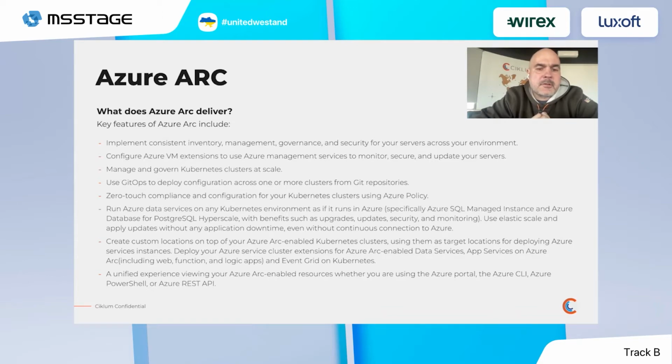Create a custom location on top of your Azure Arc-enabled Kubernetes cluster, using it as a target location for deploying Azure service instances, and deploying your Azure service cluster extensions for Azure Arc-enabled data services, app services on Azure Arc, including Web, Function, Logic App, and Event Grid on Kubernetes. Unified experience viewing your Azure Arc-enabled resources, whether you are using the Azure Portal, Azure CLI, Azure PowerShell, or Azure REST API.